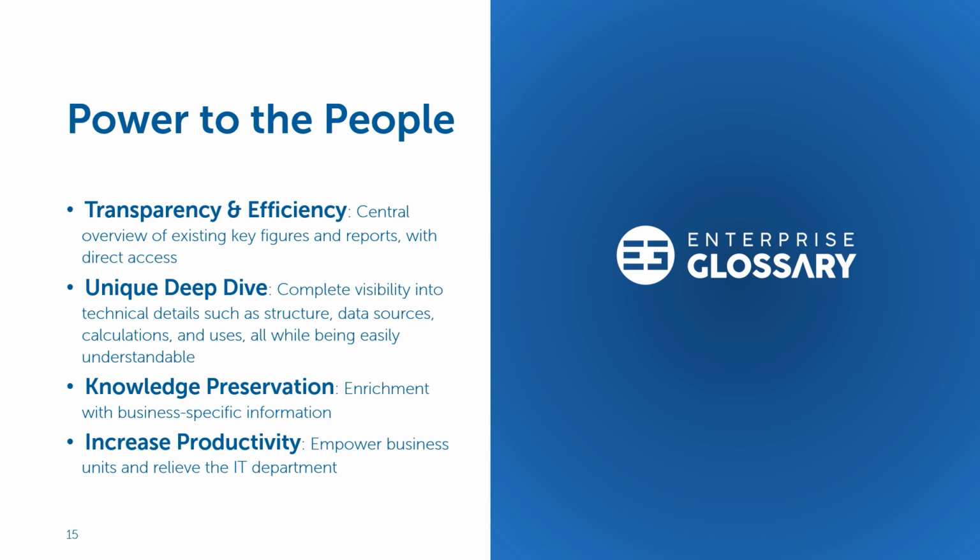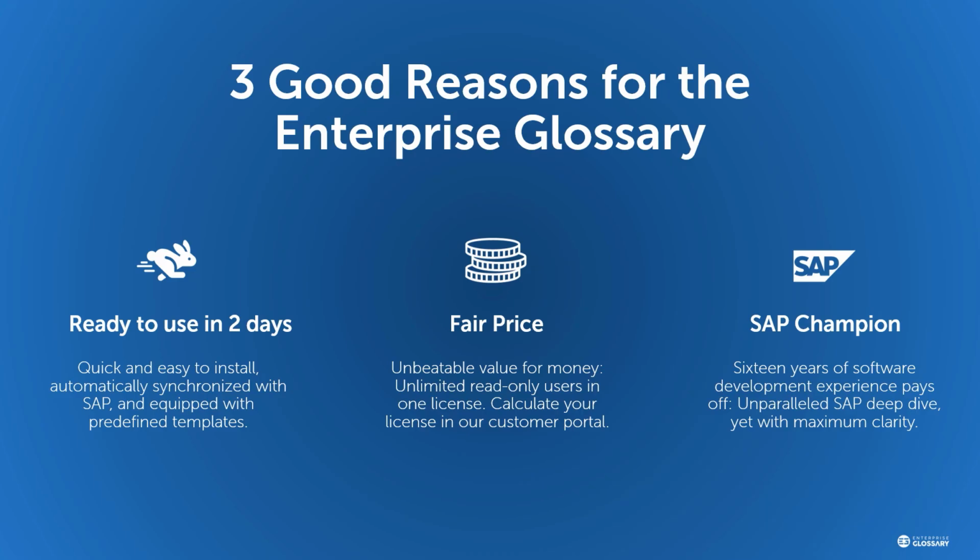What sets the Enterprise Glossary apart from other data catalogs? First of all, the Enterprise Glossary is ready to use in 2 days. It's a web application that is very easy to install, and after the initial synchronization, is already filled with content that is immediately useful. It also has a clear price advantage over other data catalogs. A license can be used by an unlimited number of read users and is available for an attractive annual fee.